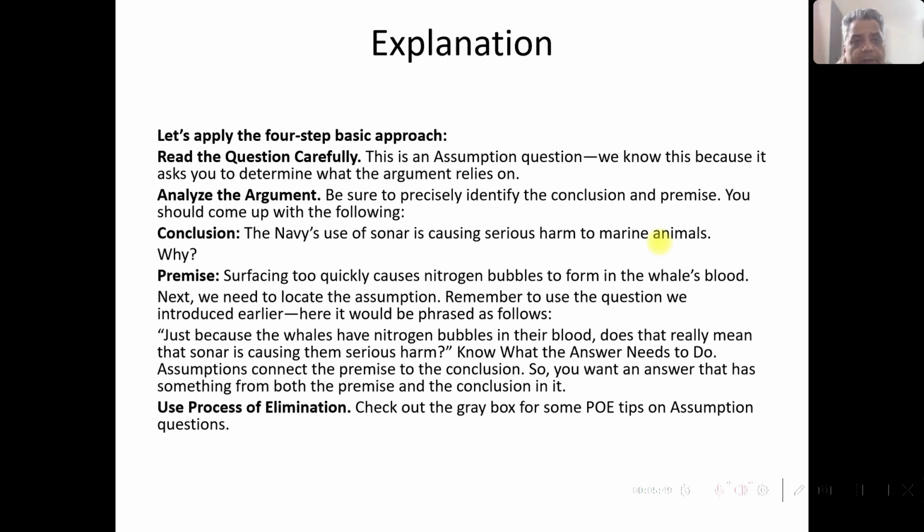Analyze the argument. Be sure to precisely identify the conclusion and premise. You could come up with the following conclusion: the Navy's use of sonar is causing serious harm to marine animals. Why? Premise: surfacing too quickly causes nitrogen bubbles to form in the whale's blood.